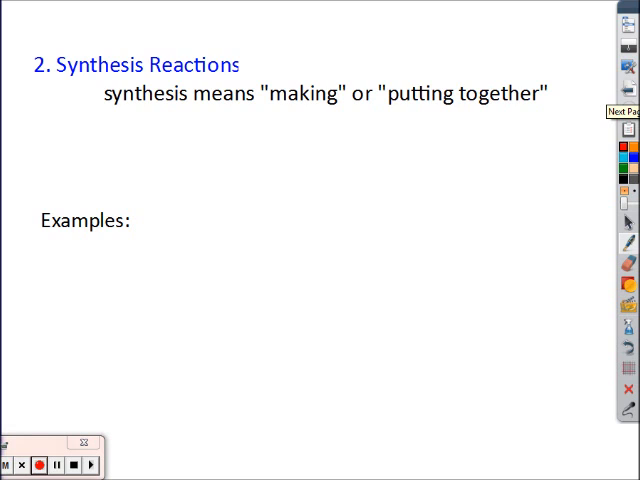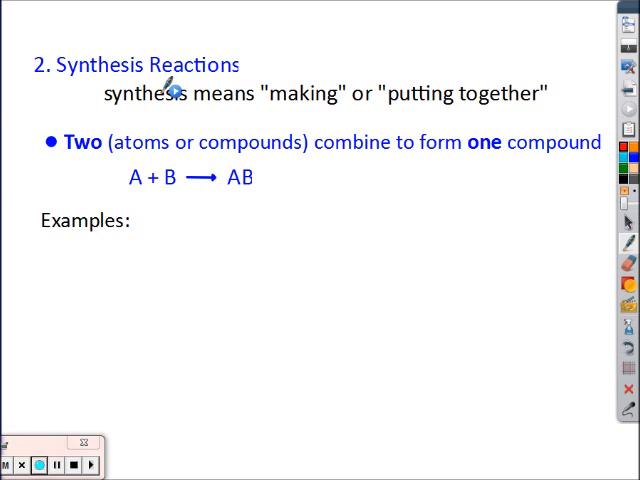The second type is the synthesis reaction. If you're synthesizing something, you're making it, you're putting it together. Same thing in chemistry. If we're synthesizing something, we're putting it together. So we take 2 of something, or it could even be 3 of something, atoms or compounds. We're combining to form 1.